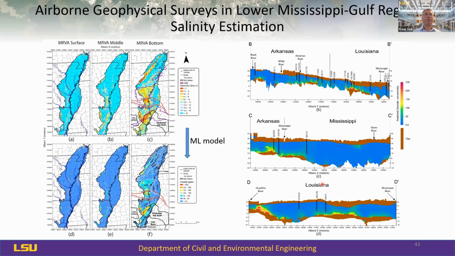This figure shows that we have resistivity data from the USGS, which go through the machine learning models, and we will be able to translate them into chloride concentration. Finally, especially at the bottom of the MRVA, we will know the resistivity and the chloride concentration distributions at the different locations. And those show the cross sections of the chloride concentration over here.